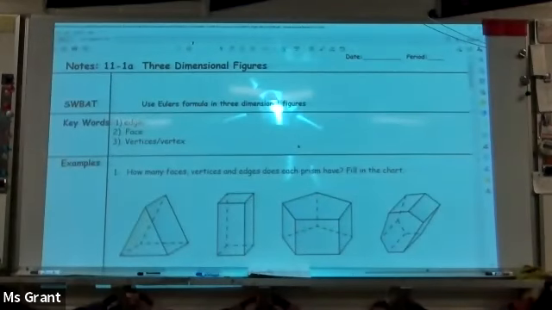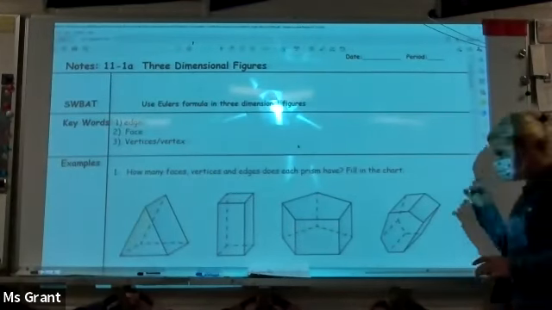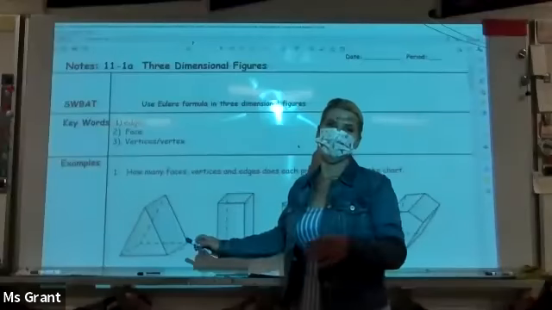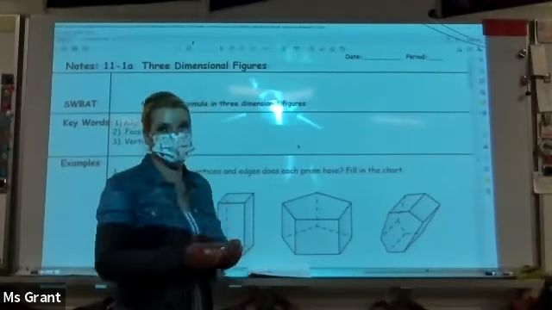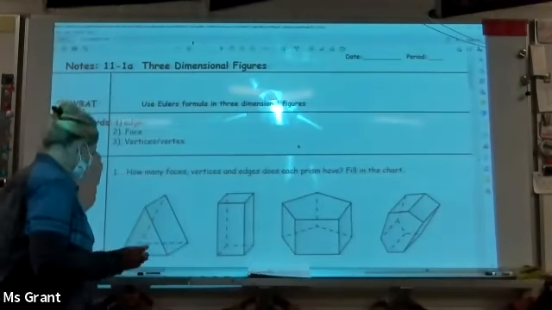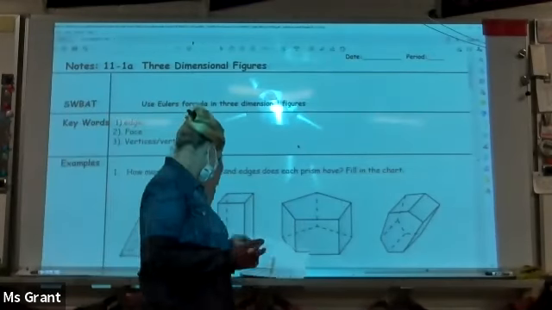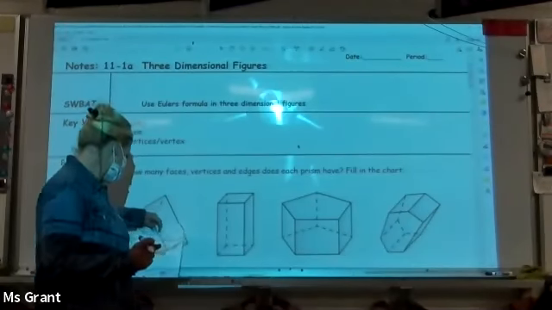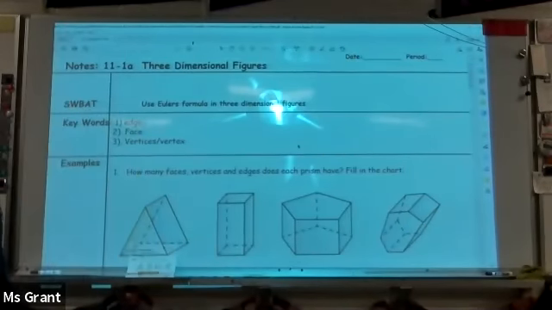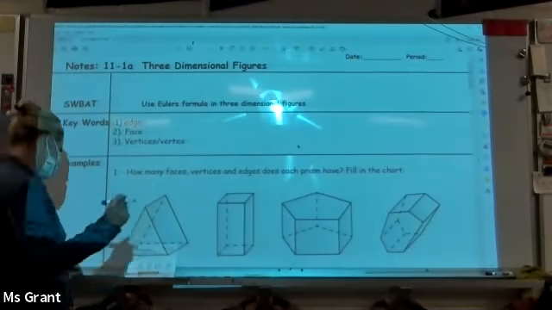We're going to talk about volume, surface area, and all the things that are involved in three-dimensional shapes. So, starting off, little vocab word. I'm pretty confident that you guys all know what these are, but that's okay.